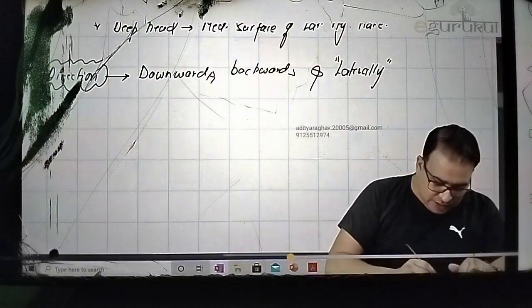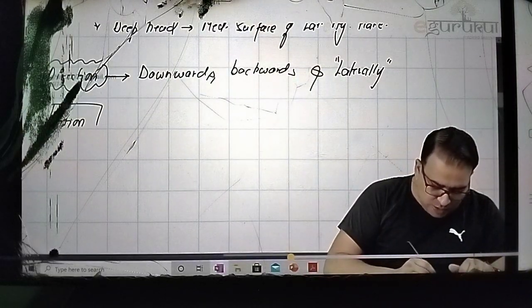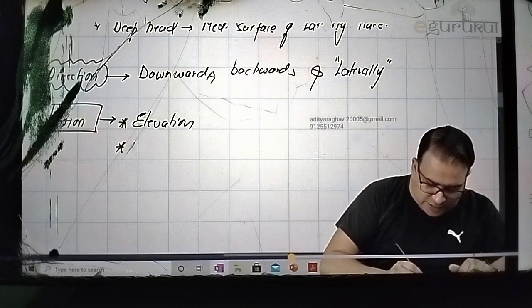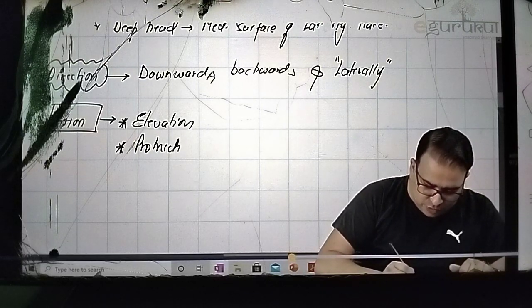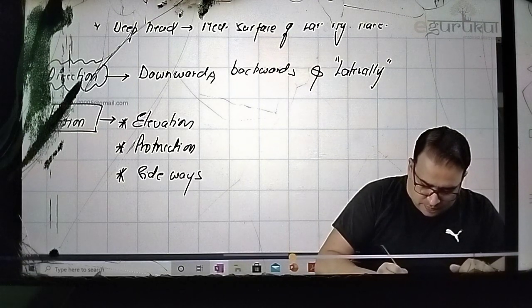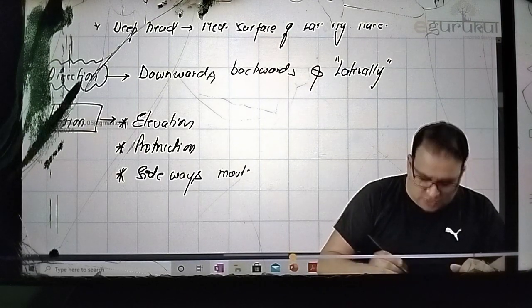Downward, backward, and laterally, and that's why the action of this muscle will be elevation of mandible. I don't have to write the entire thing. Elevation of mandible, protraction of mandible, and sideways movement. Sideways movement, just like lateral pterygoid.